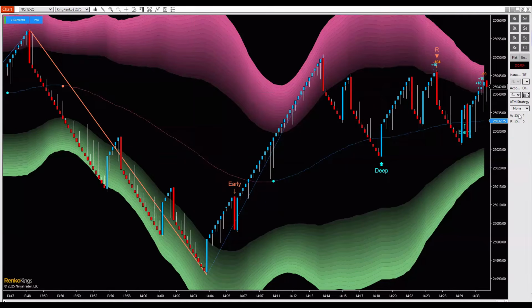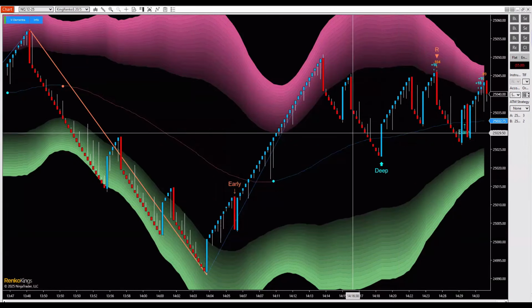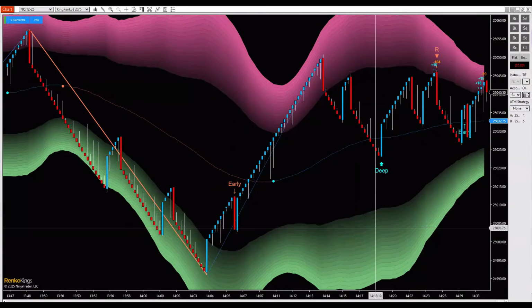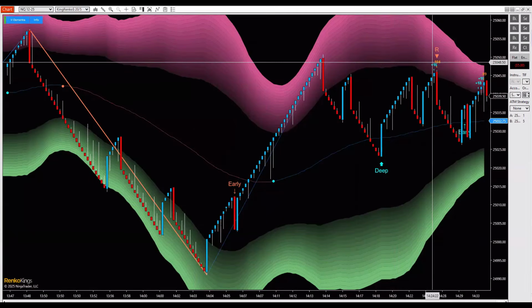Let's see if we get another reversal signal here. By the way, you see how when the range gets real tight, these bands come together? That's a hint that maybe you don't want to be trading here. What do I mean? The volatility shrinks, right? These bands represent volatility because it's dynamic support and resistance.